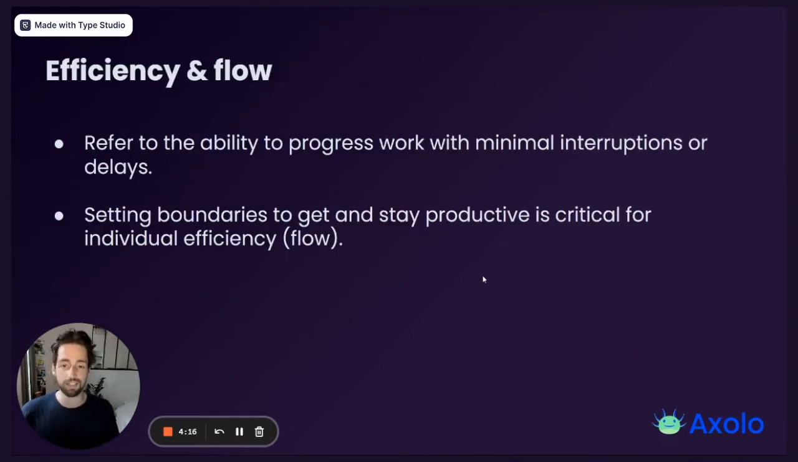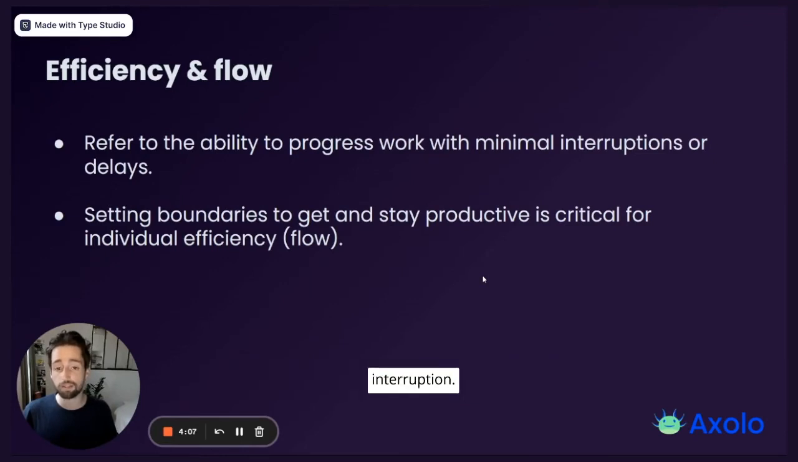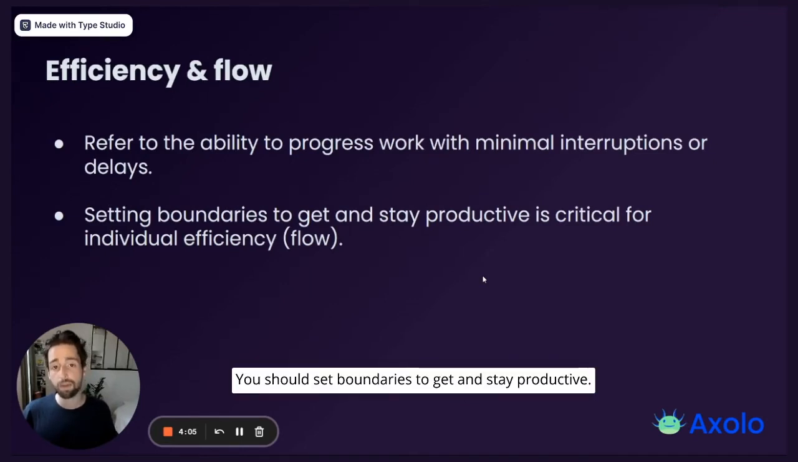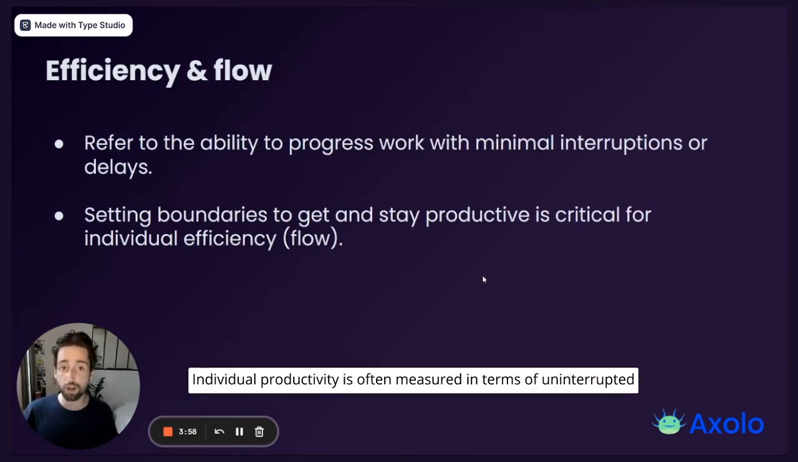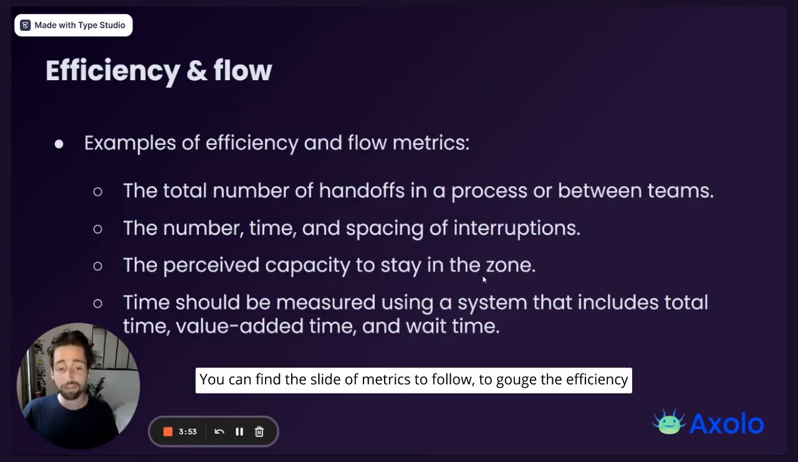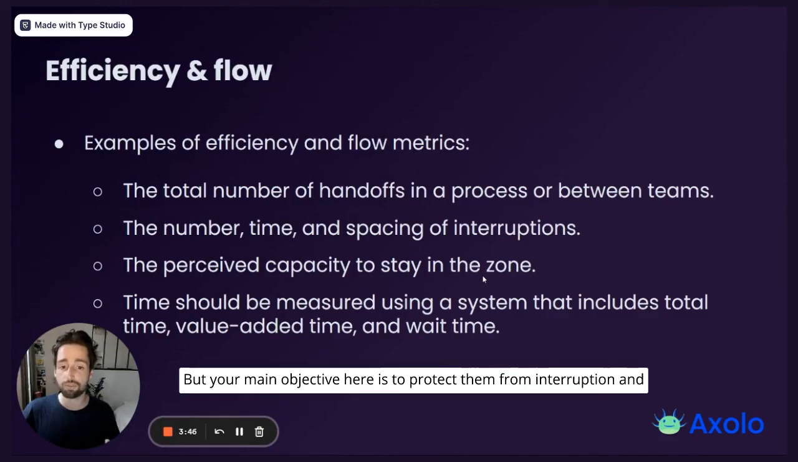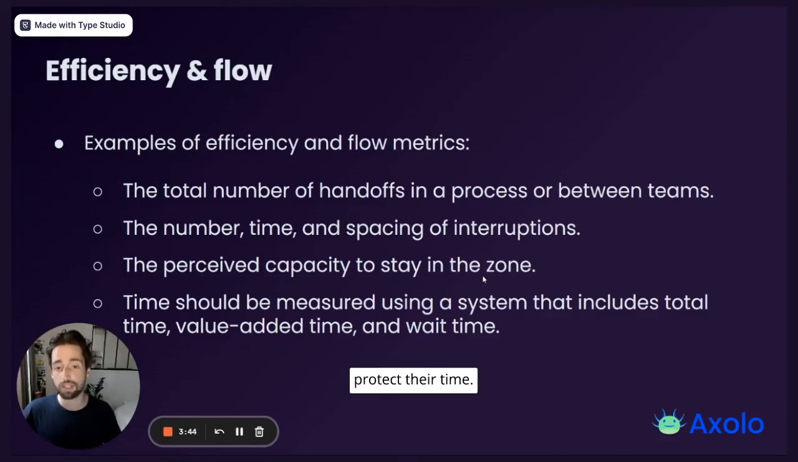The last part of the SPACE framework is efficiency and flow. It refers to the ability to finish or progress work with minimal interruption. You should set boundaries to get and stay productive. Individual productivity is often measured in terms of uninterrupted time. You can find in the slides some metrics to follow to gauge the efficiency and flow of your team, but your main objective here is to protect them from interruption and protect their time.